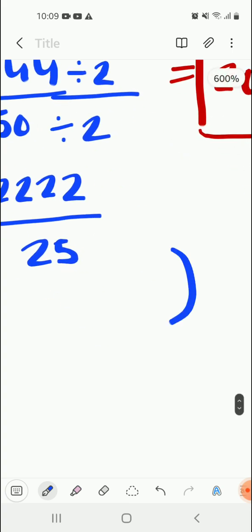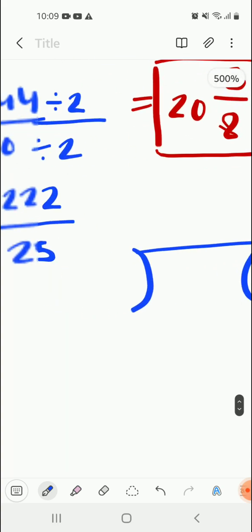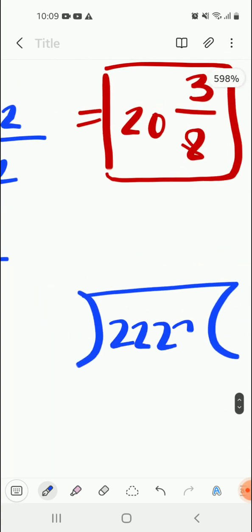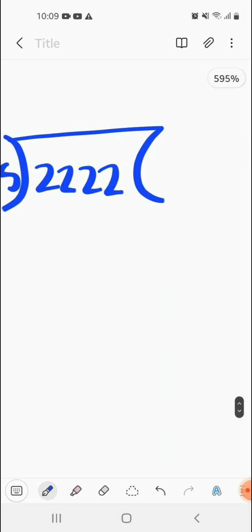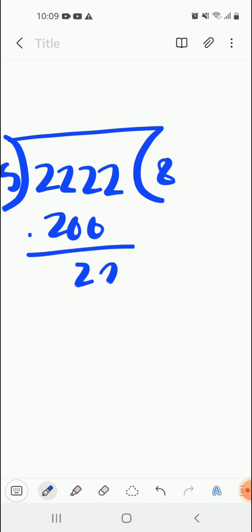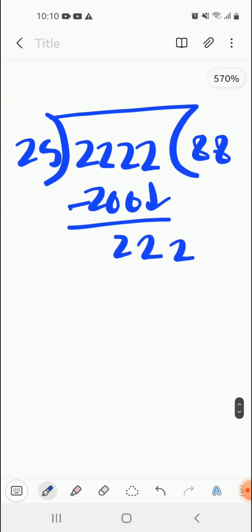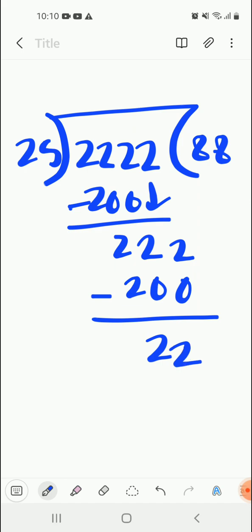Okay, now we have to simply divide the number with 25. So 25 into 8, we get 200. 22 remainder, again 2 moves down, again 8, 200, 22 remains. My answer becomes 88, 22 by 25.